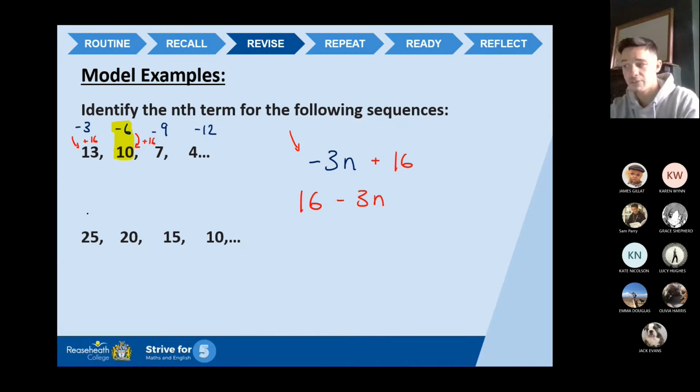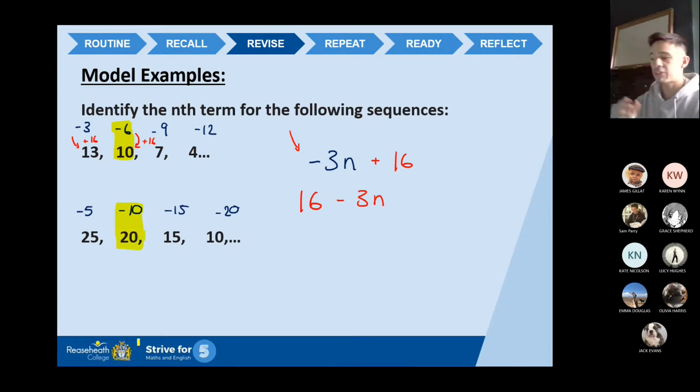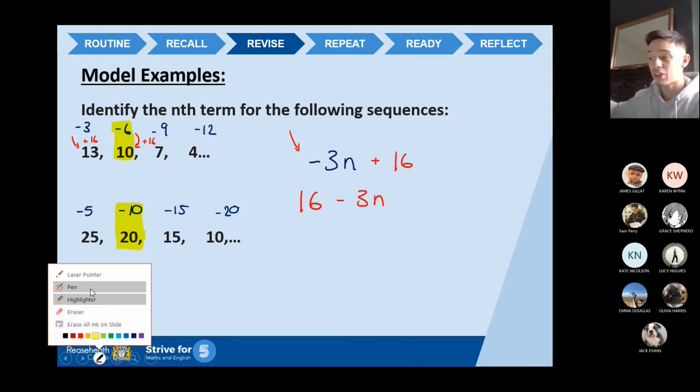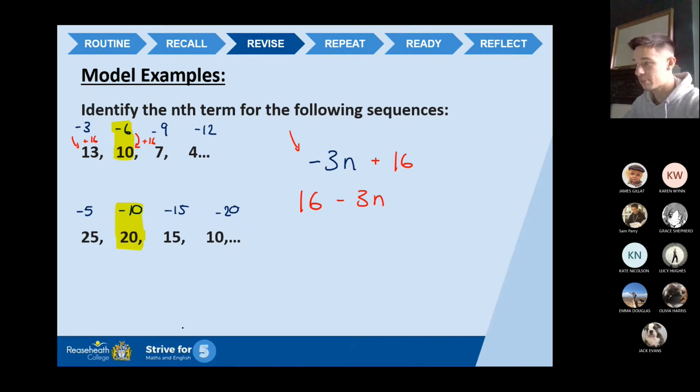Right, these are going down in 5s. So it's going to be my minus 5 times table. Minus 5, minus 10, minus 15, minus 20. Once again, pick a pair of numbers that you think could work. I'm thinking minus 10 up to 20. That's what I think is quite nice for me to work with. Well, to get from minus 10 to 0, it's 10. To get from 0 to 20, it's 30. So I have to add 30. That's what I'm saying. So it's going to be minus 5n, and then I'm adding 30 because that's the gap.